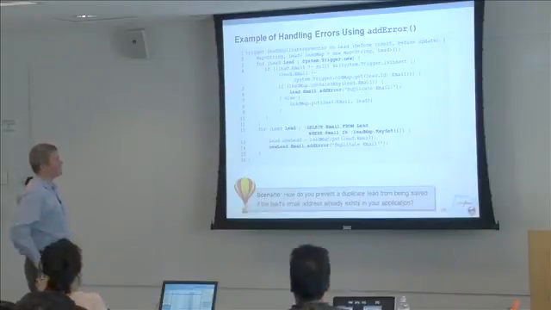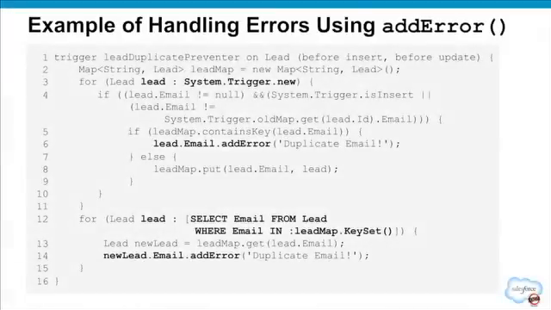Here's some example code. This one happens to be a before trigger, but it could very well be an after trigger. We're iterating over trigger.new and checking to see if our email is null. We're checking this map to see if it contains it, and if it does, we call addError. This will then prevent that particular record from being written to the database.